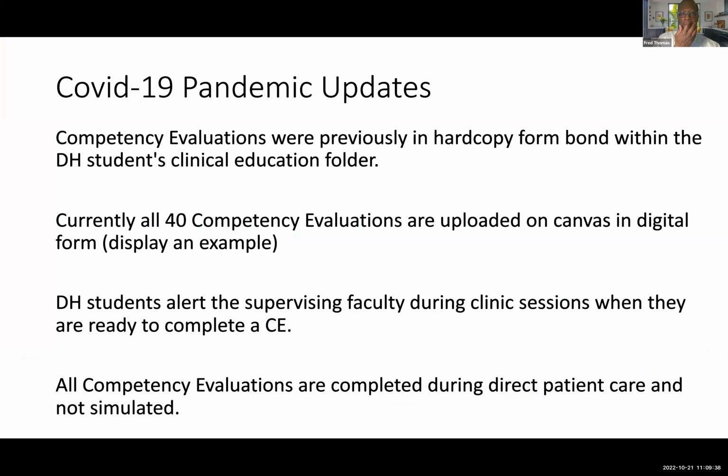So, COVID-19 pandemic updates. The competency evaluations were previously on hard copy and bound within the student's clinical education folder. To have 12 or 14 of those bound in their folder really made it very thick. But since the pandemic and infection control issues, those have been moved and uploaded on Canvas, in digital form.